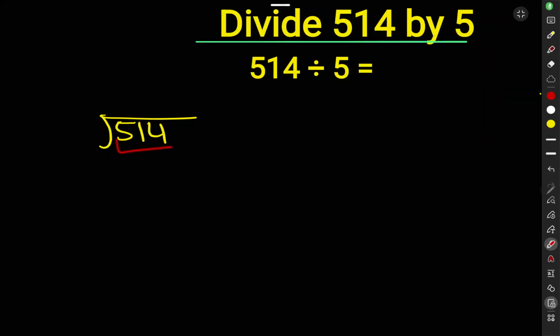Divide 514 by 5 in long division method. 5 times 1 is 5.